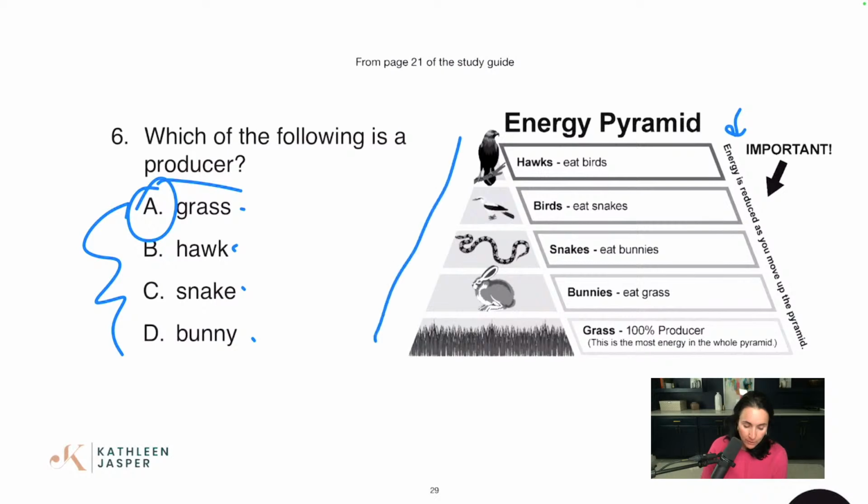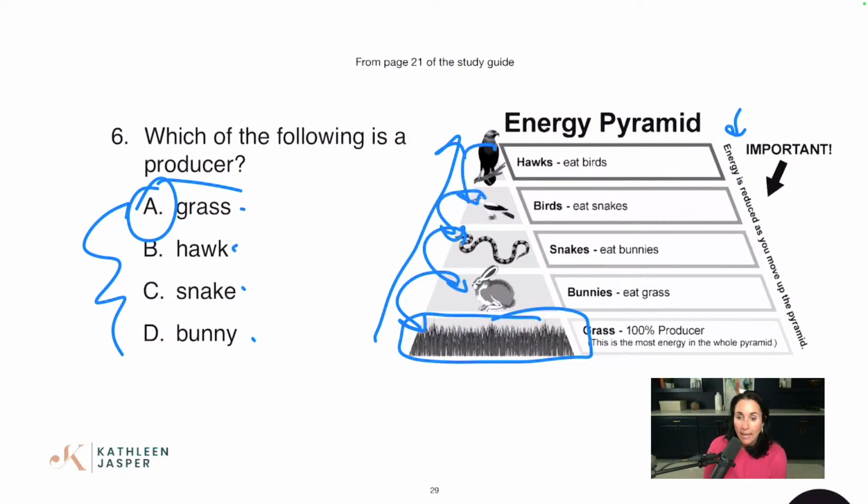As you move up the pyramid, energy is lost. Down here, we have grasses. Grasses produce carbohydrates. So grasses take electrons from the sun, and plants do, and water, and carbon dioxide, and they make carbohydrates. And then the bunny eats the grass. Then the snake eats the bunny. Then the bird eats the snake. Then the hawk eats the bird. Every time something eats something else, it loses energy.